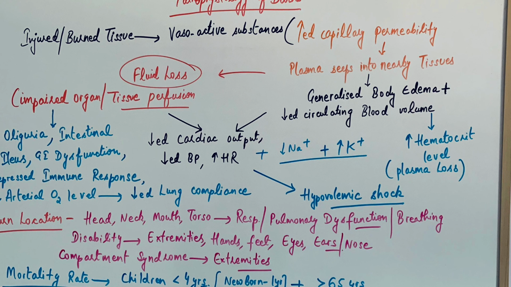Okay, and if these levels go majorly up and down, that can lead to dysrhythmias. Because of decreased cardiac output and decreased tissue perfusion, in severe conditions, when the burn is very severe, it can lead to shock. Okay, hypovolemia. Because of the fluid loss, it can lead to hypovolemic shock, which can ultimately lead to death.